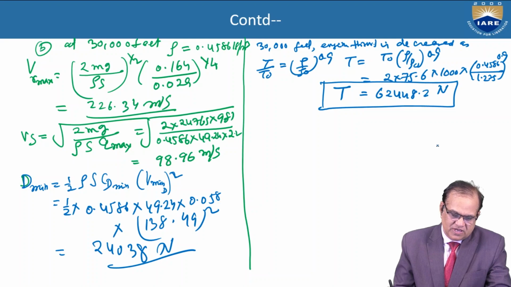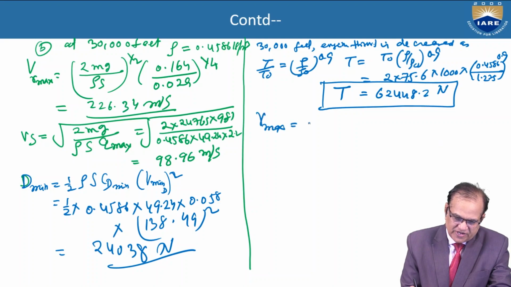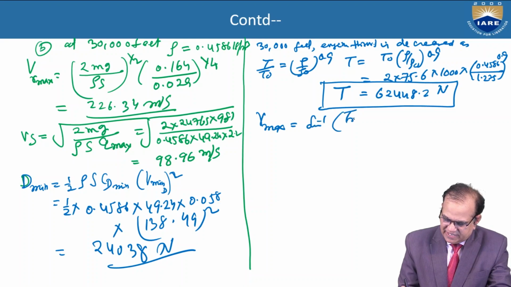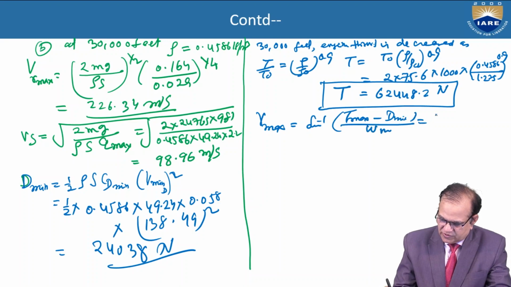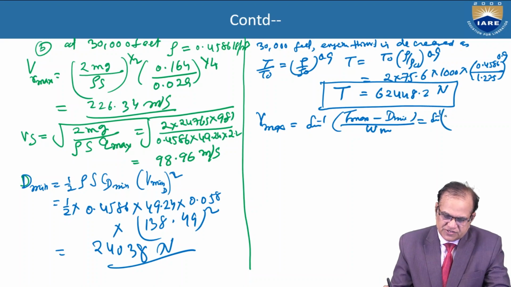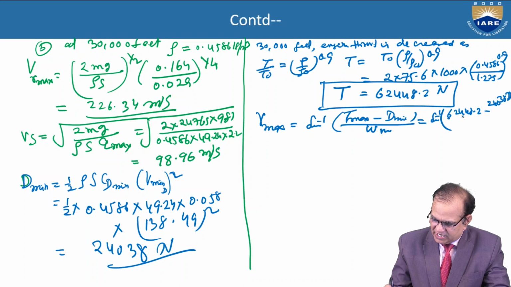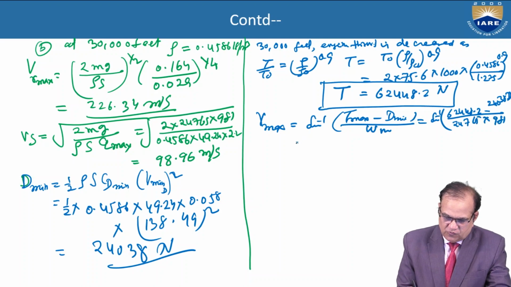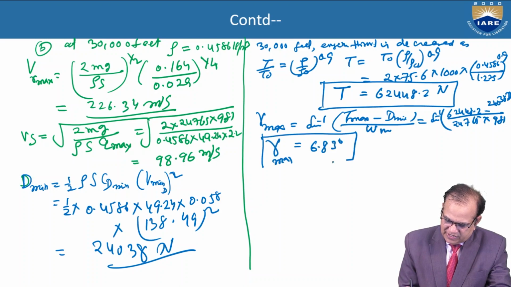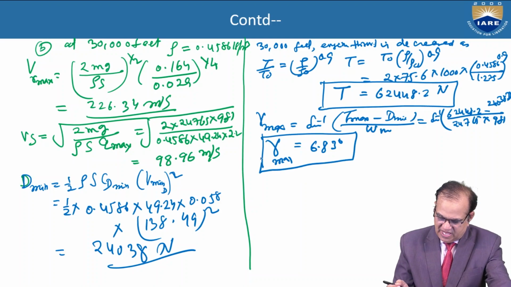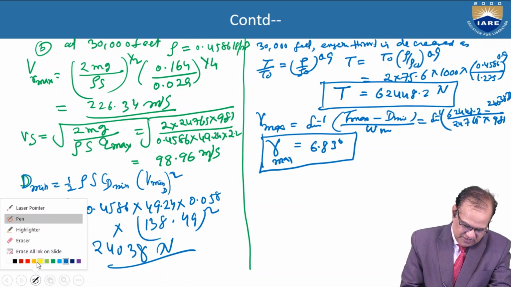So gamma max we can find out as sine inverse of T max minus D minimum divided by W. So here sine inverse of 62448.2 minus D minimum, we got 24038.3, divided by 24765 into 9.81. So we will get this as 6.83 degree. Gamma max is equal to 6.83 degree.